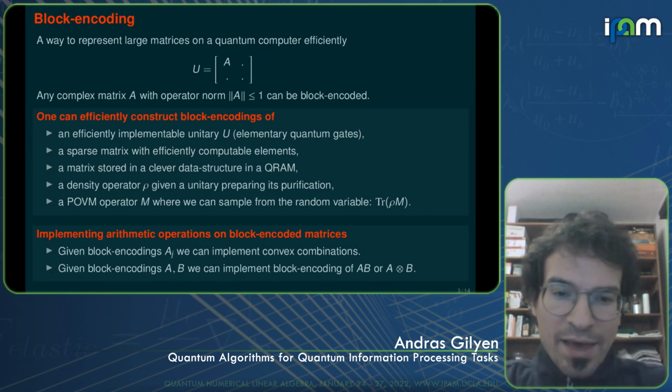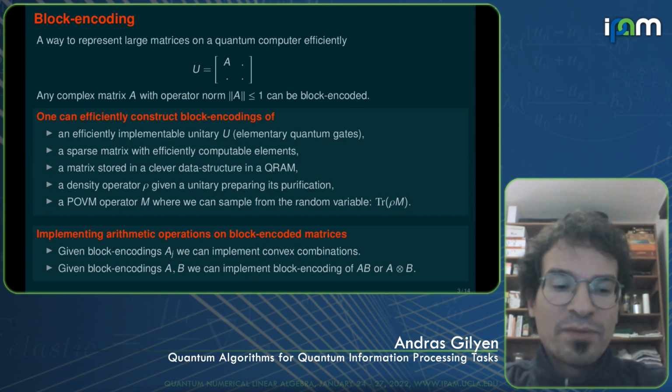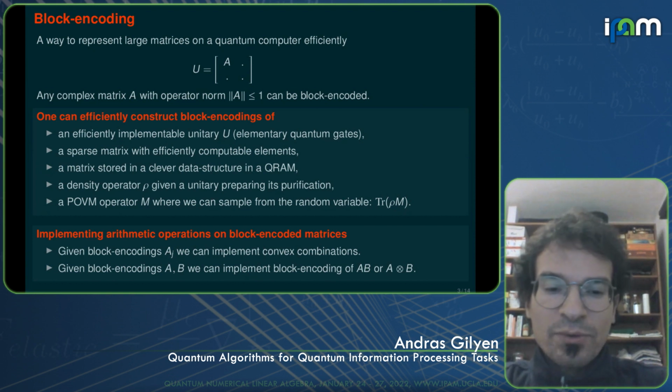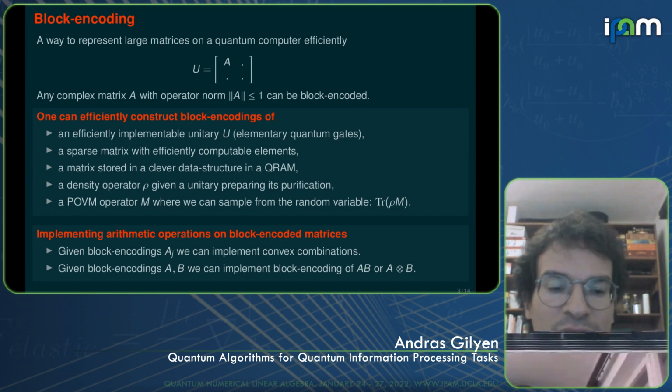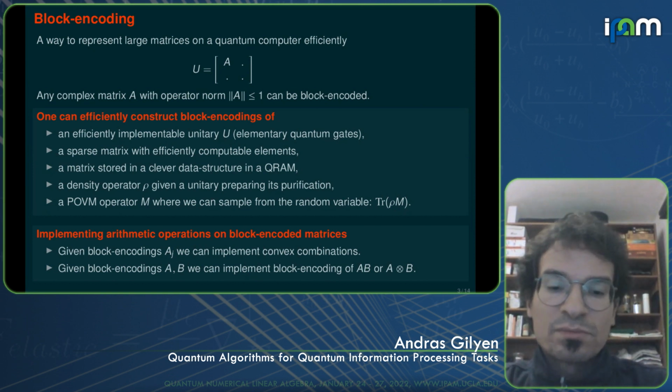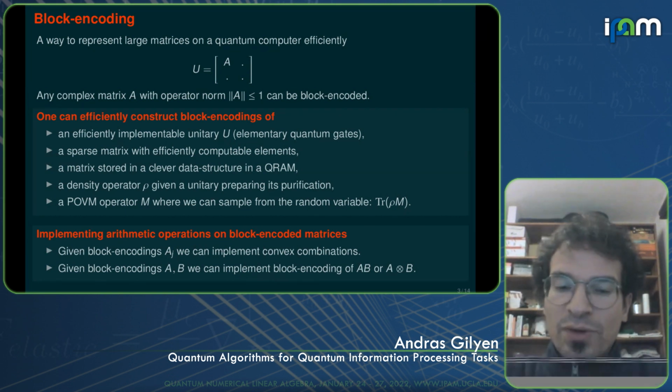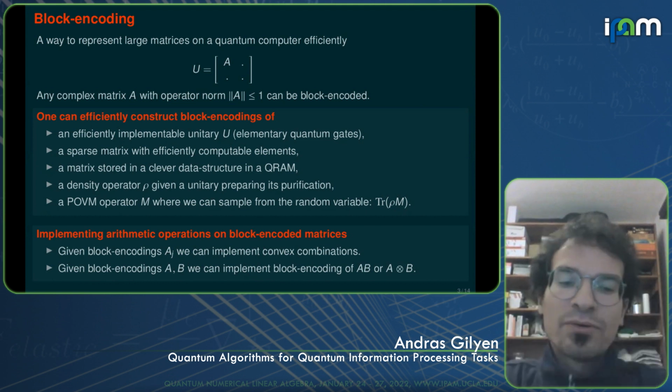And so you can have block encoding of various matrices coming from any of these 5 or even more possibilities. Once you have these efficient block encodings, you can start working with them and you can combine them in various ways. You can take convex combinations of these matrices, also called linear combination of unitaries trick. And if you have block encodings of A and B, then you can implement block encoding of A times B or A tensor times B. So these are operations that are easy to implement on a quantum circuit level if you have the block encodings to begin with for A and B.